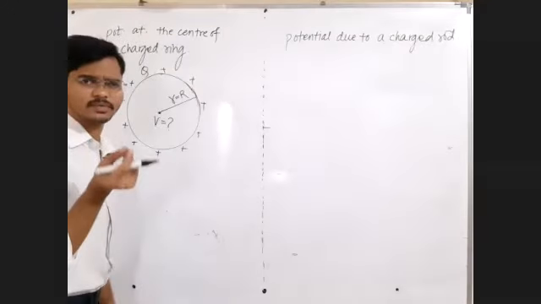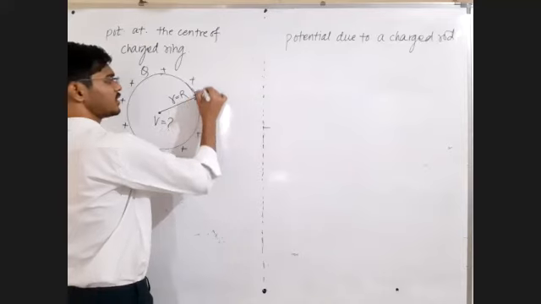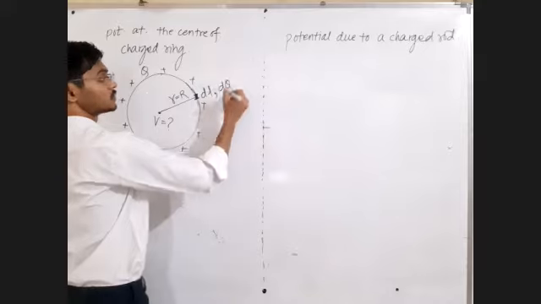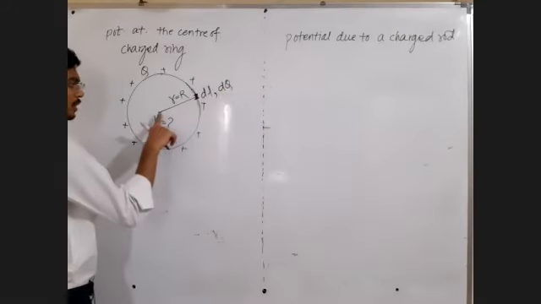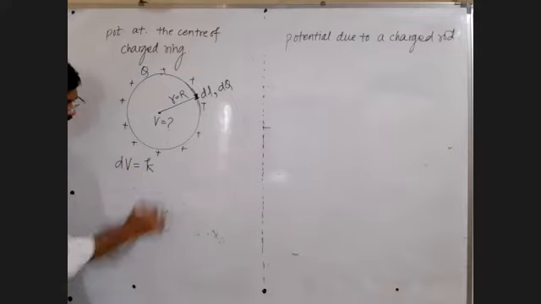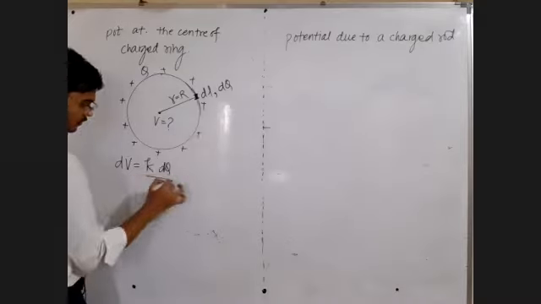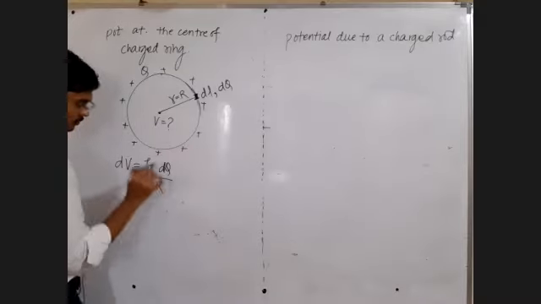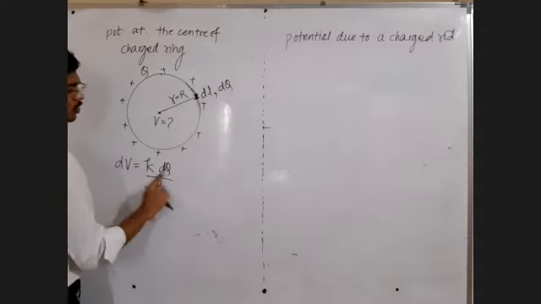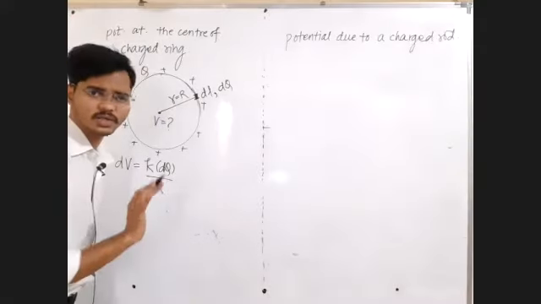Let us take a very small point element of length dl, of charge dq. Because of this dq, what will be the potential at the center? dV will be equal to kq upon r, where k is k, charge q is dq, and r is capital R, the radius of the circle. Because of this point charge dq, potential at the center is k dq upon R. It's a scalar value, not a vector value.